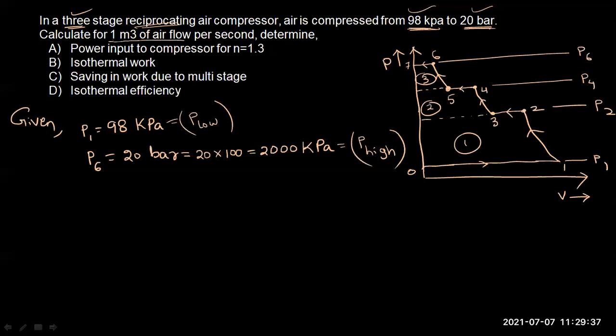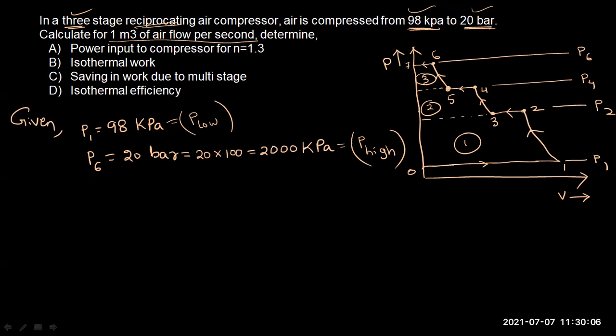Next, calculate for 1 meter cube of air flow per second. Can you tell me what this 1 meter cube is? 1 meter cube of air flow per second. Is it mass or is it volume, or is it volume flow rate? Meter cube is the unit of volume. Per second means it is volume flow rate.